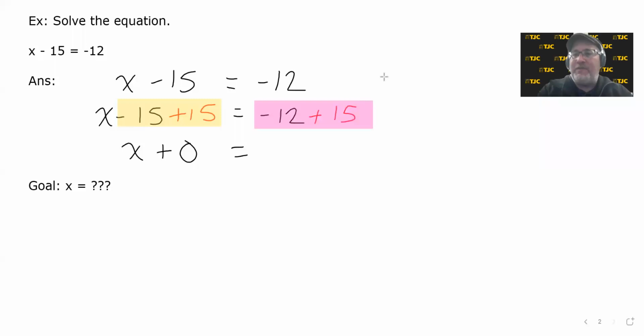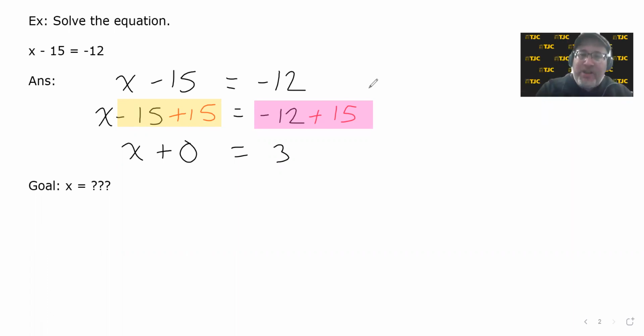Negative 12 plus 15 is equal to positive 3. If you need some help with arithmetic with positive and negative numbers, let me know and I'll hook you up with some material. But the purpose of adding the 15 is to not necessarily cancel the negative 15, but to turn it into a plus 0. Now, why is that advantageous?